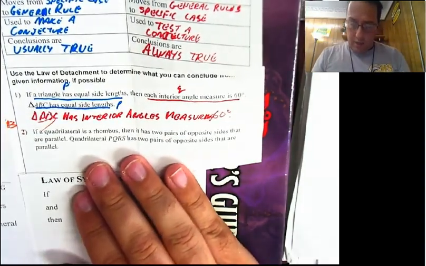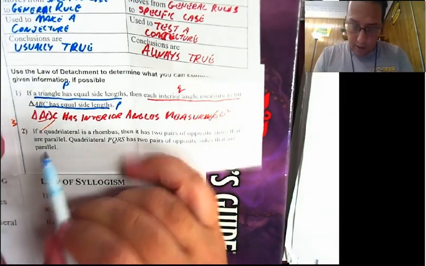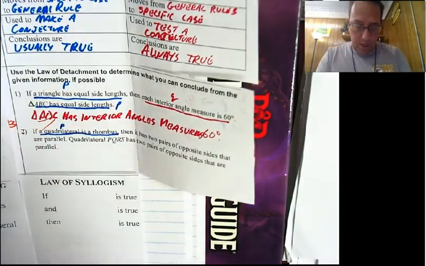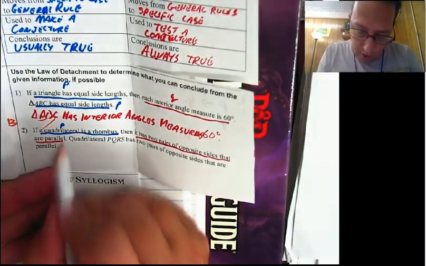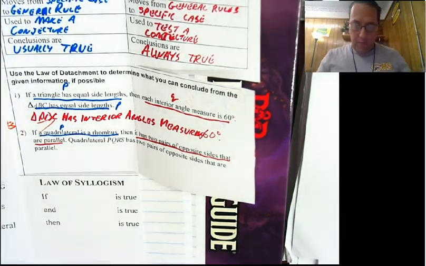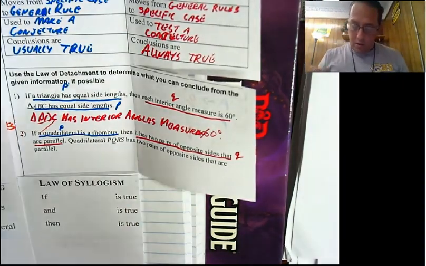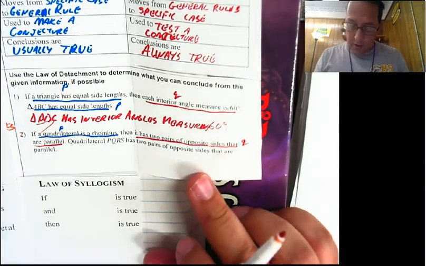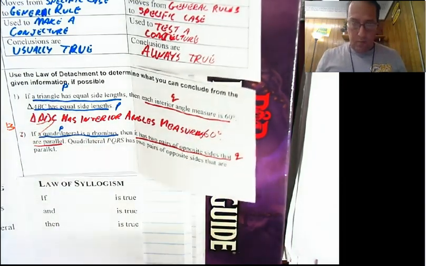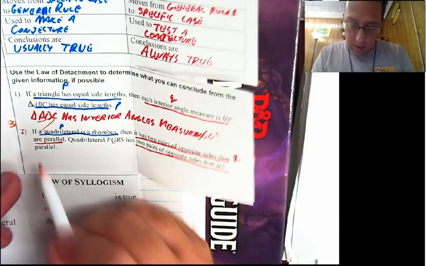So let's take a look at statement 2 here. If a quadrilateral is a rhombus, then it has 2 pairs of opposite sides that are parallel. So hypothesis: a quadrilateral is a rhombus. That is our P. Then conclusion: it has 2 pairs of opposite sides that are parallel. Right? So that is Q. And let's check it for this specific quadrilateral PQRS. It has 2 pairs of opposite sides that are parallel. So does that match up with P or Q? Well, that matches up with Q.